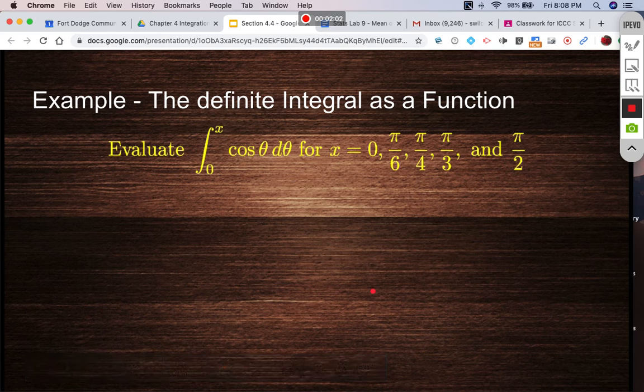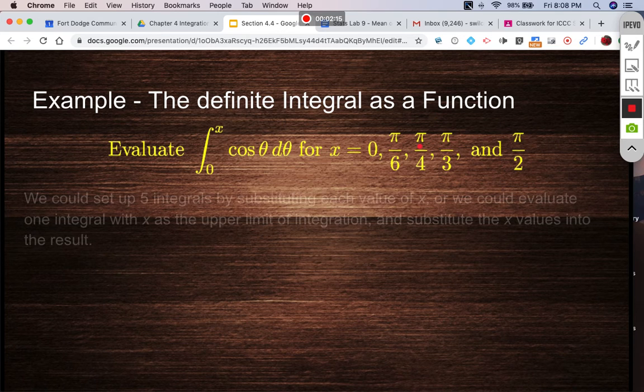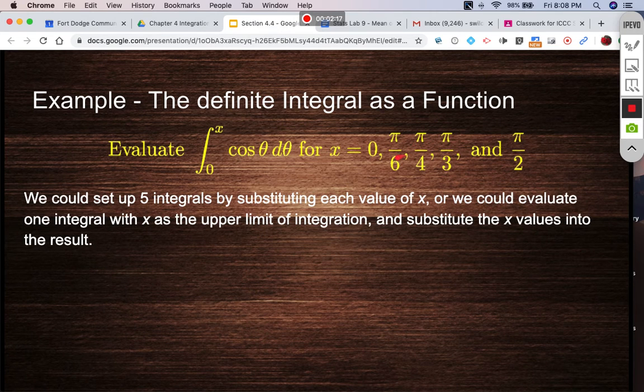So, for example, why would we want to use that? Suppose we have this problem. We want the integral from 0 to x of cosine theta d theta for different values of x. What we could do is plug in 0 for x and do the definite integral. Not a bad one to do, because cosine has an easy antiderivative. The antiderivative is sine, so it wouldn't be too hard to do that for each one of these.